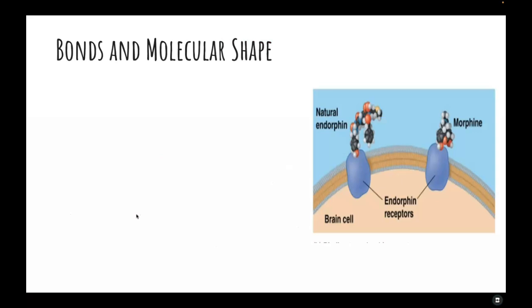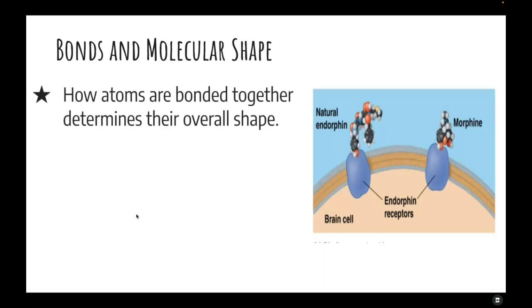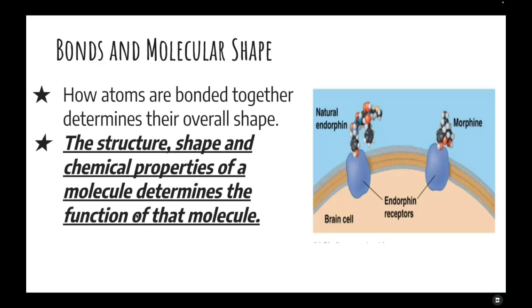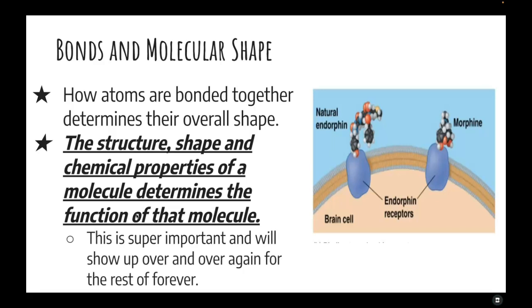So we said things bond together, but how is the bonding determining the overall shape? So you always want to remember that the structure, shape, and chemical properties of a molecule determine the function of that molecule. So the way things fold and the way things are shaped will determine what its job is going to be. It's going to show up over and over again when we talk about enzymes, DNA, cell membranes, everything we're going to talk about in biology. And so again, remember that the shape determines the function, or the way I remember is that the structure determines its function and bonding determines the shape.